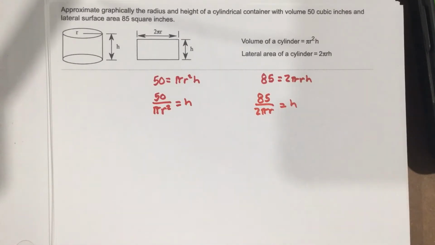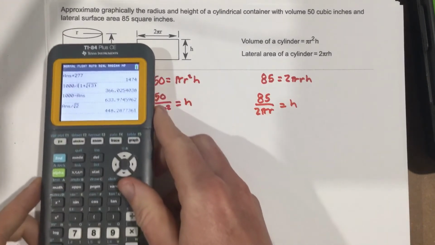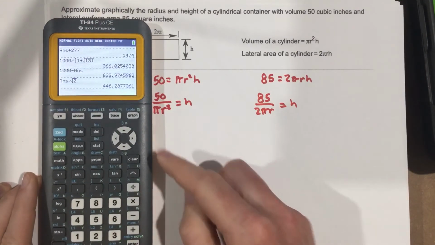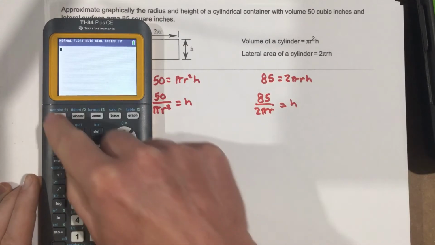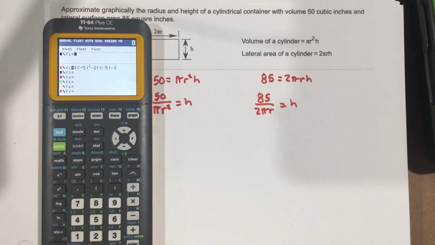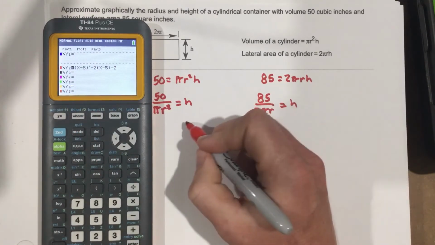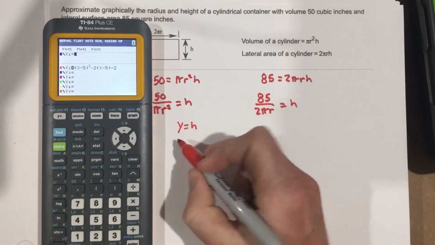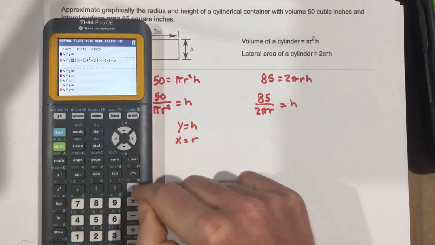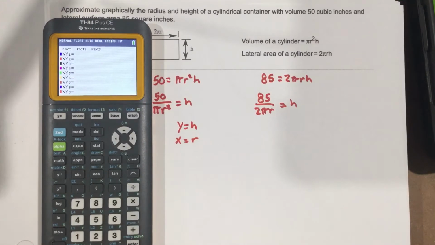So now that we have both of those written, we can use our calculator to graph these two things. Let's graph the first one. We'll go to y equals, and we're going to have to define that our y value here is actually h. So y is going to equal h, and x is going to equal r. That's very important to see here, because when we graph these two things, we need to pay attention to those two variables.